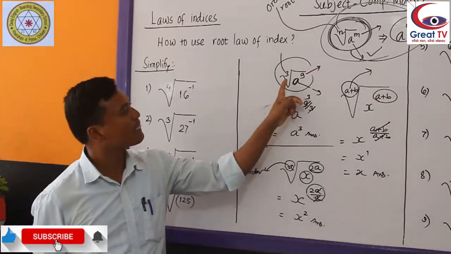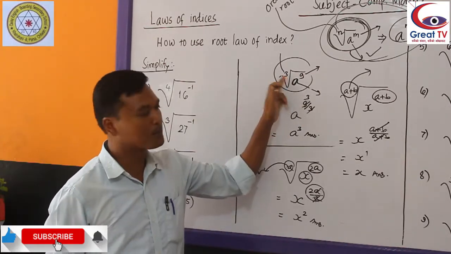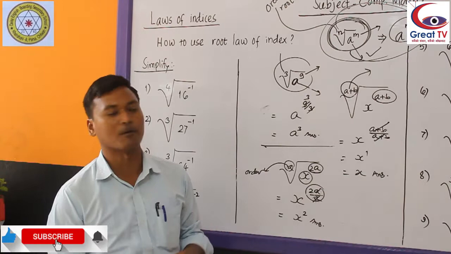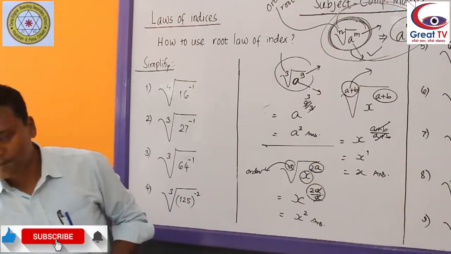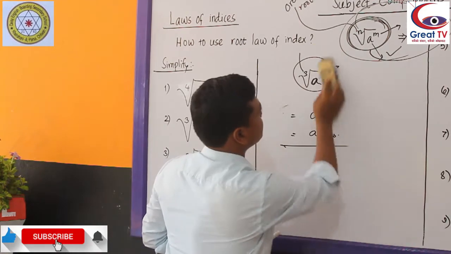Don't forget to check the order. Then while removing the root, this order of root becomes the denominator of the power. So let us solve some questions from the board.